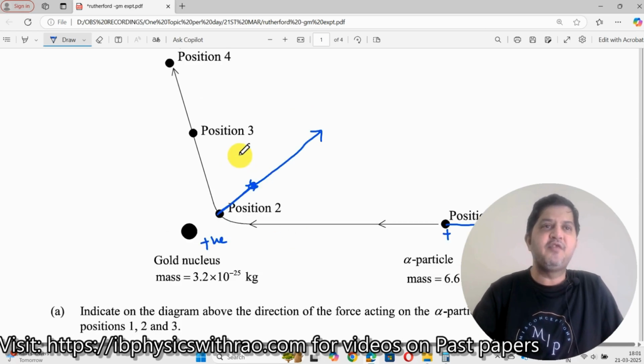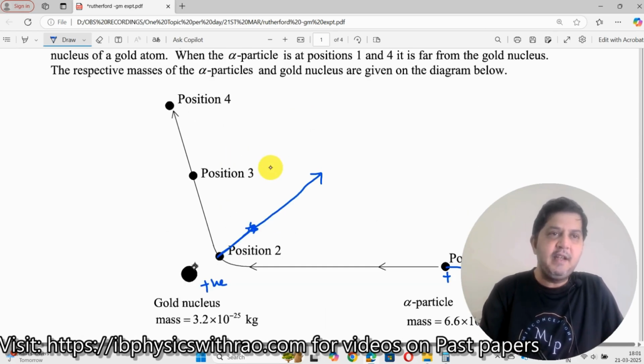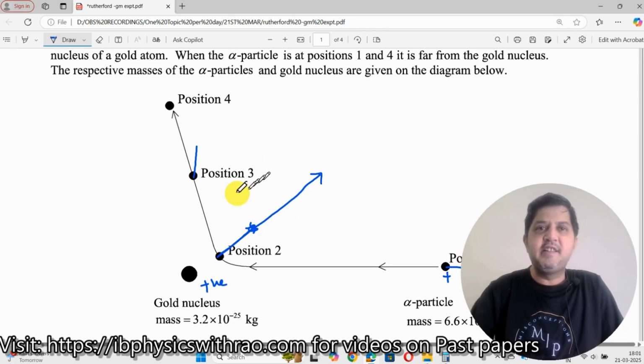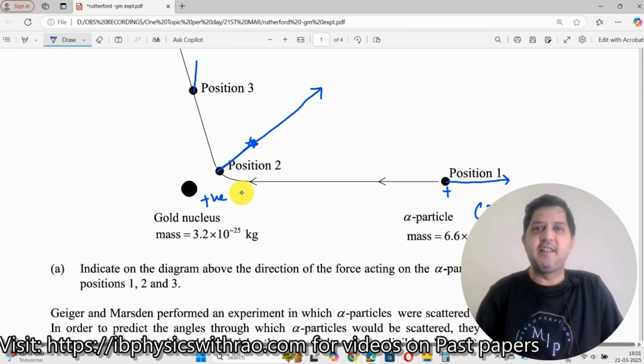The direction of the force at position 3. Now it will be in the line joining these two. It should not be perpendicular like this. It should be along the line joining these two, which means it would be like this. Now what could be the length of this vector? Length of this vector should be larger than this and smaller than this, right?